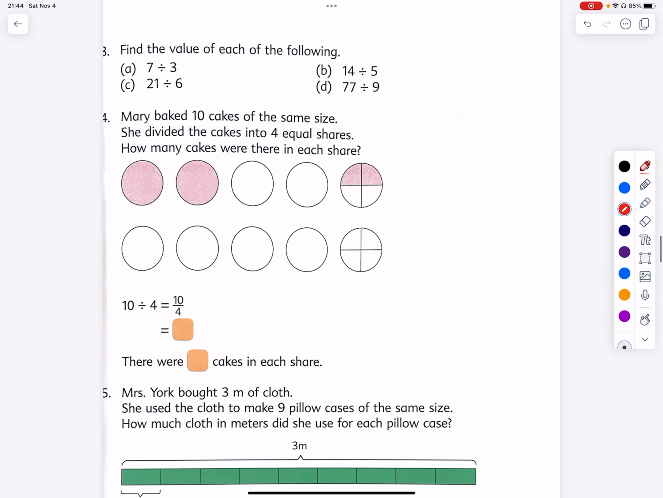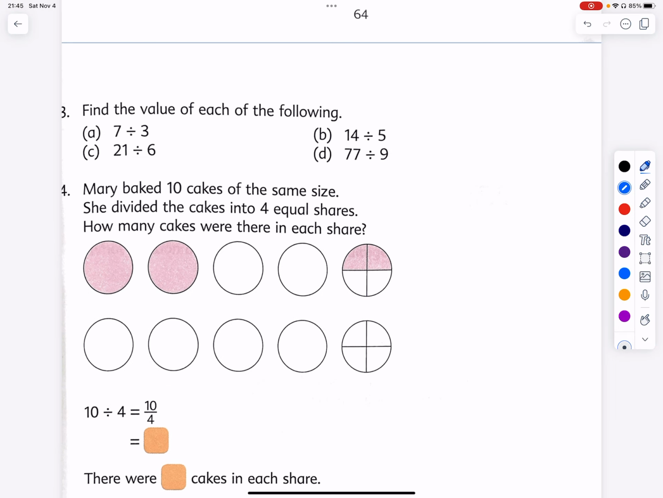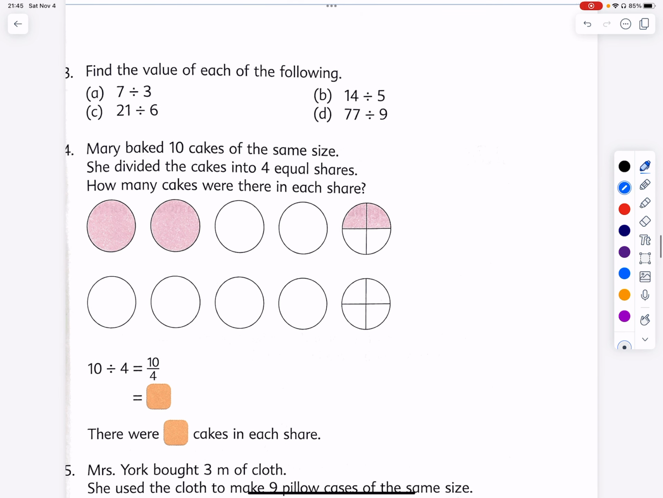Let's practice this concept. And like I said, to many people it comes quite easy. 7 divided by 3 is the same as 7 over 3. 14 divided by 5 is 14 over 5. 21 divided by 6 is 21 over 6. 77 divided by 9 is 77 over 9. Except let's now convert them into simplest form.